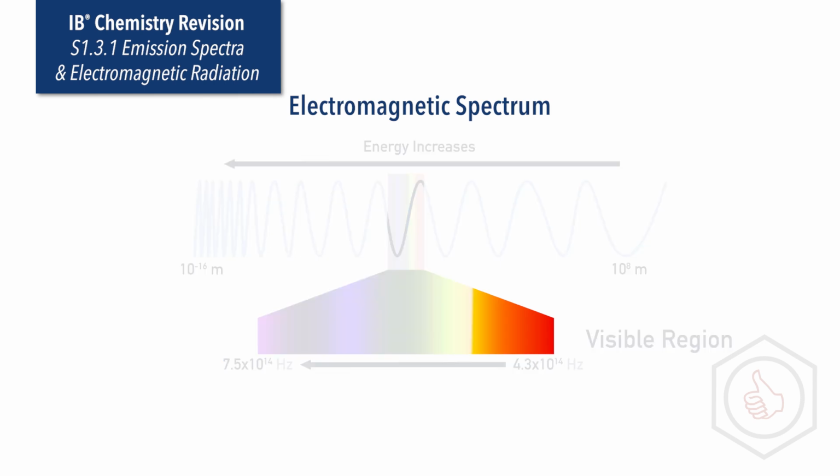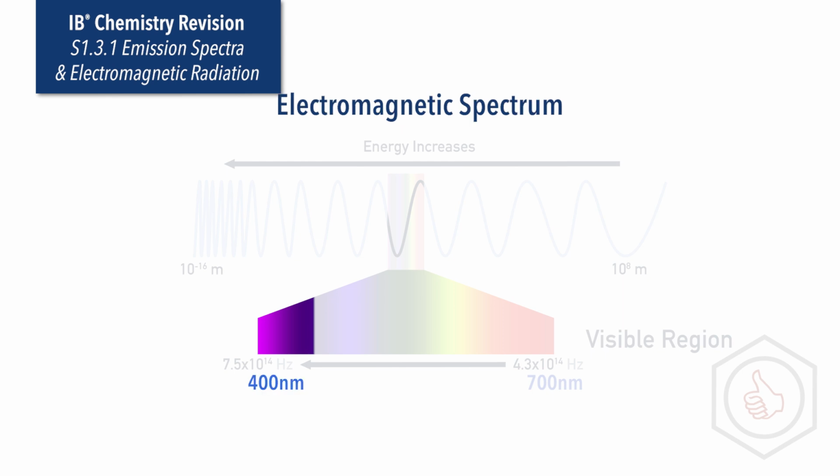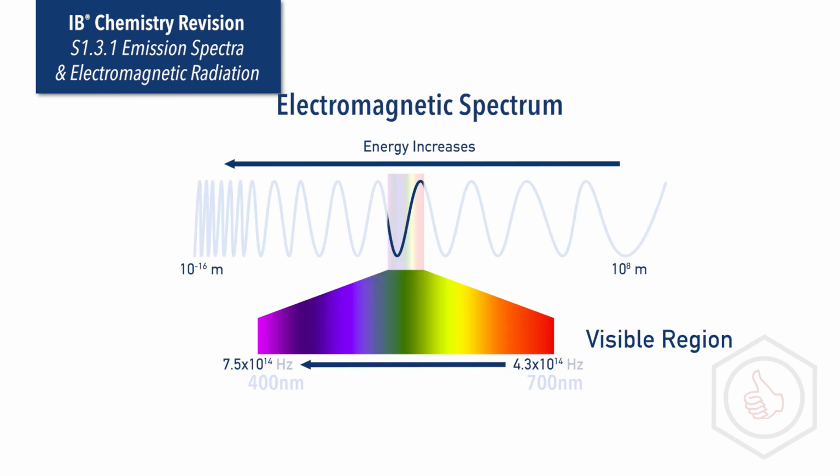Red light has the longest wavelength at about 700 nanometers and the lowest amount of energy, whereas violet light has the shortest wavelength at about 400 nanometers but has the highest energy. Energy, frequency, and wavelength are linked, with higher frequency meaning shorter wavelength and higher energy waves.